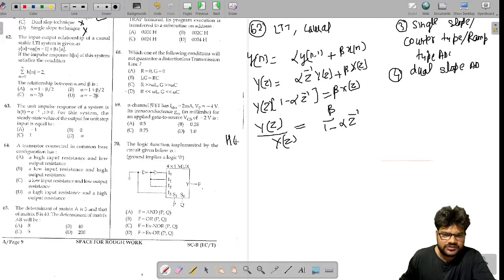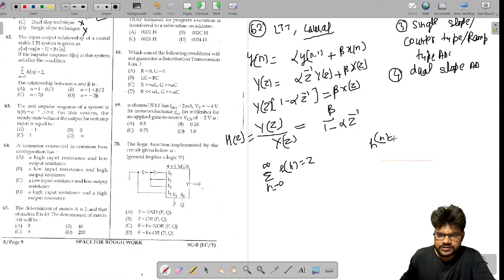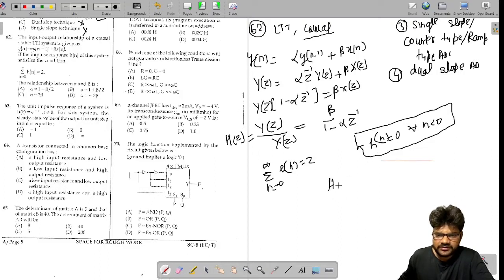So this is H(z), and we are given that summation n equals 0 to infinity h[n] is 2. In the question we are given that the system is causal. It means that h[n] is 0 for all n less than 0. This is a right sided signal. Causal means on the left side h[n] is 0, it is only a right sided signal. So we know the formula for the Z transform: H(z) equals summation n equals minus infinity to infinity h[n] Z to the power minus n.